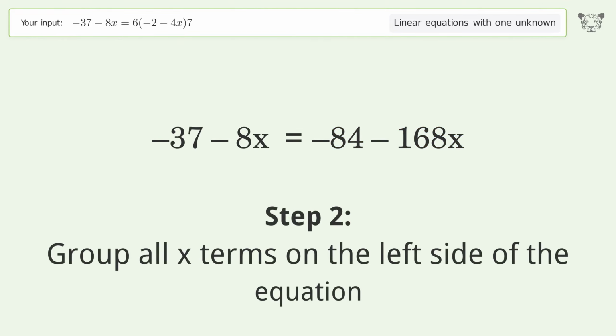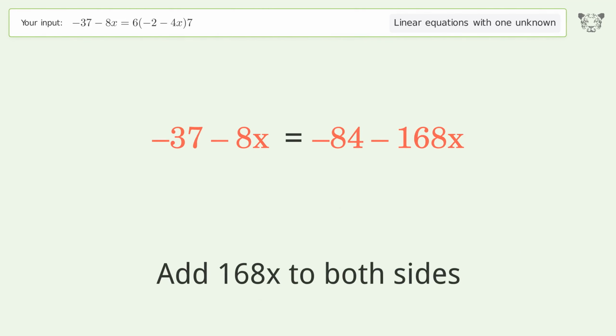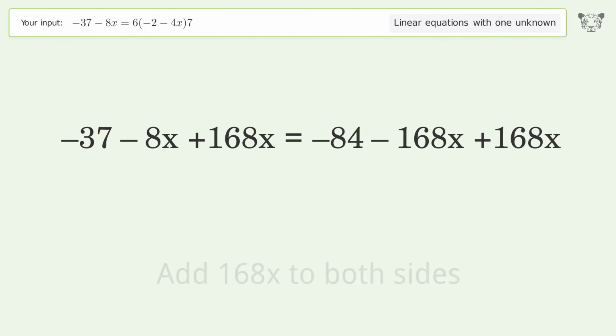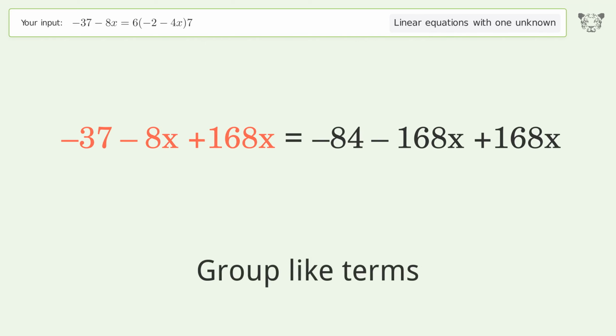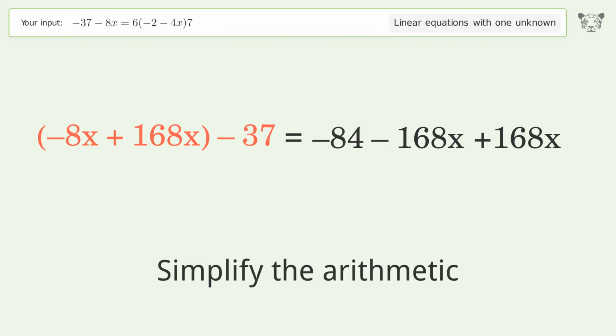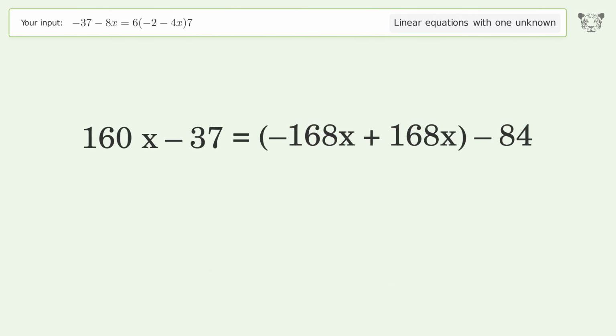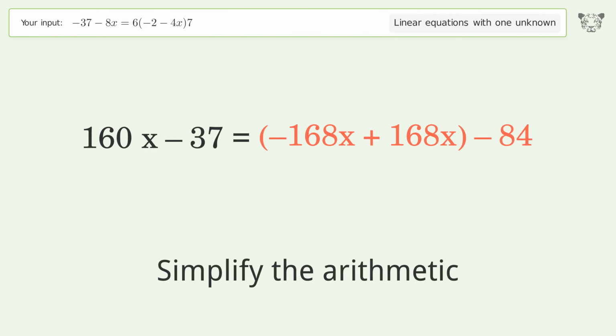Group all x terms on the left side of the equation. Add 168x to both sides. Group like terms. Simplify the arithmetic. Group like terms. Simplify the arithmetic.